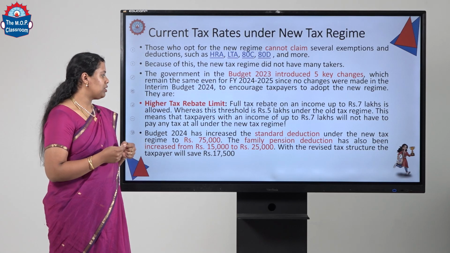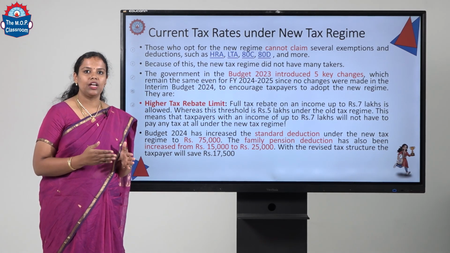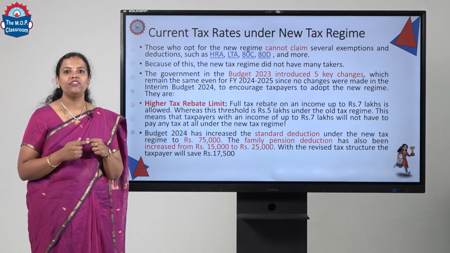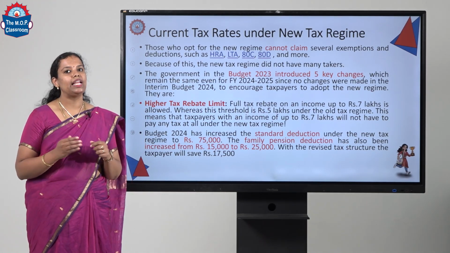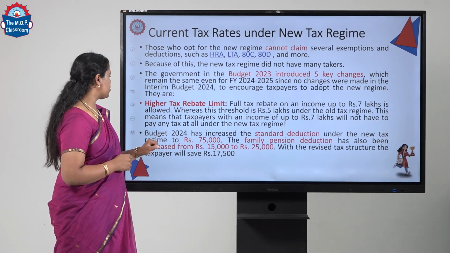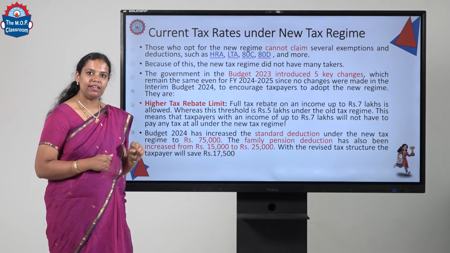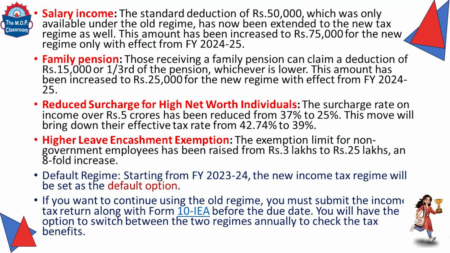In Budget 2024, the standard deduction for the salaried individual has been increased from 50,000 to 75,000. So your level of income limit has increased from 12 lakh to 12 lakh 75,000, where your tax liability will be 0. With the revised tax structure, the taxpayer will be able to save 17,500 if his level of income is 7 lakh. Next is the salary income.